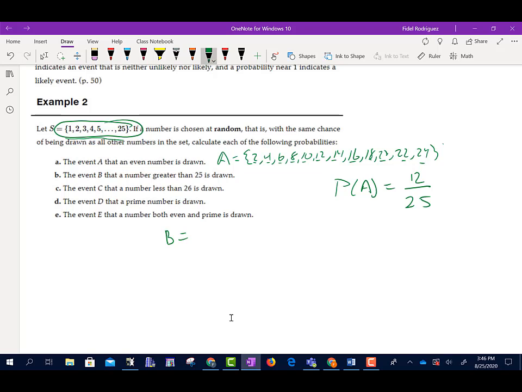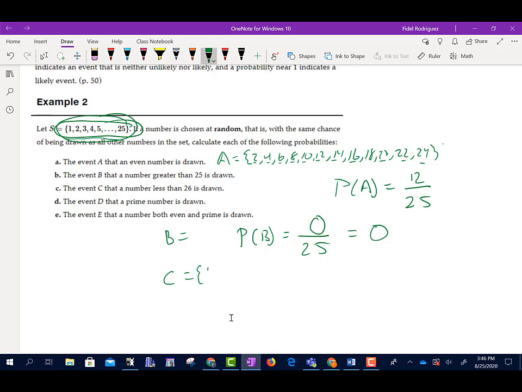Now, the event B, that a number greater than 25 is drawn. So think about it. We know we have a total of 25. What's the probability that we're going to get a number greater than 25? Well, none of the numbers here are bigger than 25. So 0 out of 25 would be 0. There's no way we can pick a number that's bigger than 25 if we're only looking at the numbers 1 through 25, right?